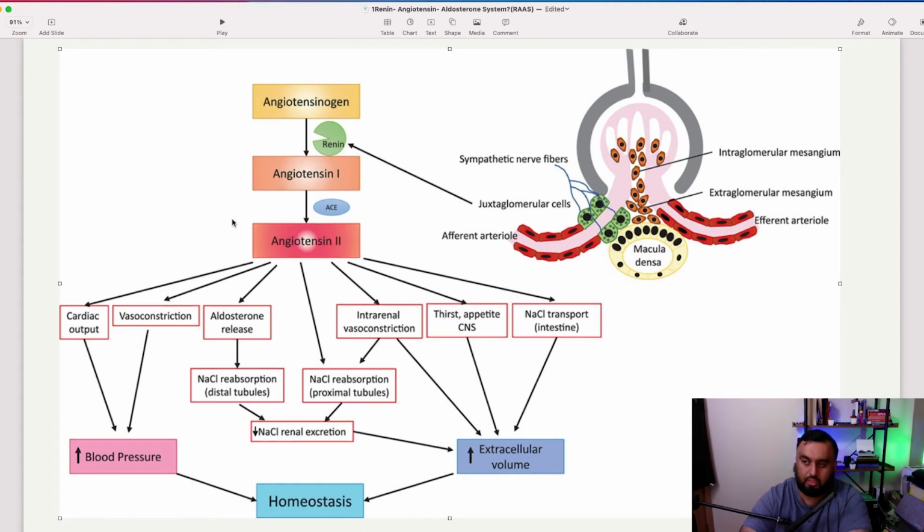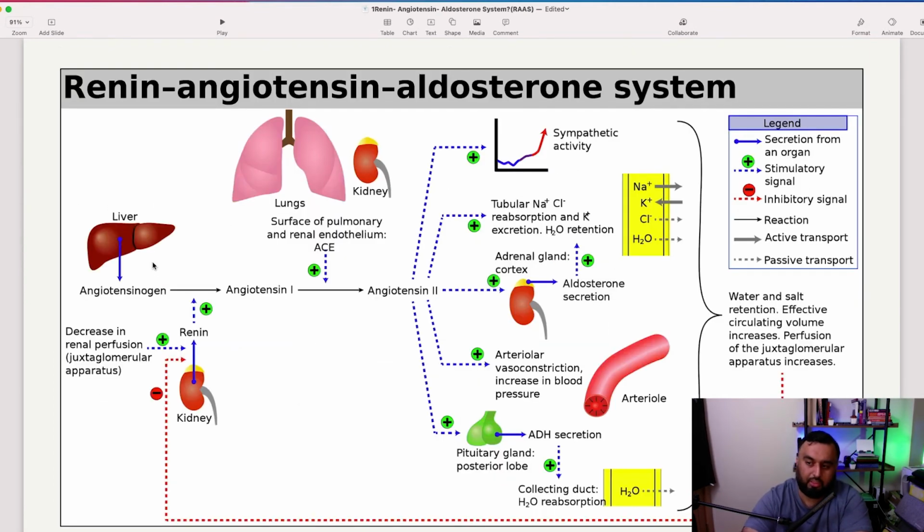So let's look at the next diagram here. What's happening is you've got a decrease of blood flow to the kidney, which is recognized by the juxtaglomerular cells, which causes them to release renin into the bloodstream. Angiotensinogen, which is produced by the liver, is released into the bloodstream. Renin meets this and converts it into angiotensin 1, which floats around in the blood.